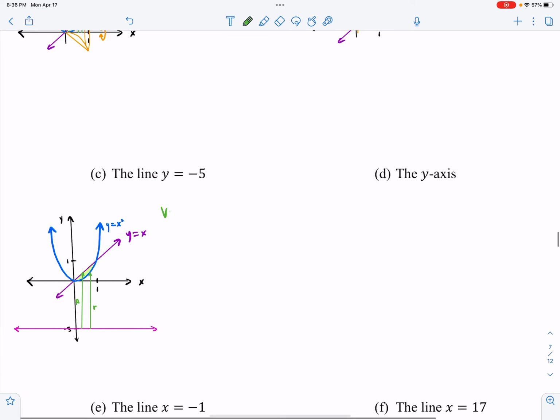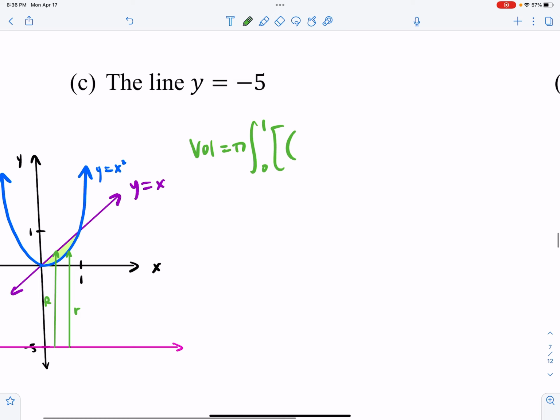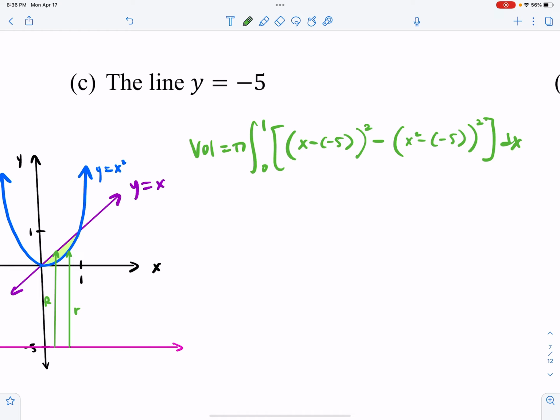So volume would be pi times the integral from 0 to 1 again. Big R, top minus bottom, would be x minus -5, so (x plus 5) squared, minus little r, which is going to be top minus bottom, so x squared minus -5, or (x squared plus 5) squared, dx.